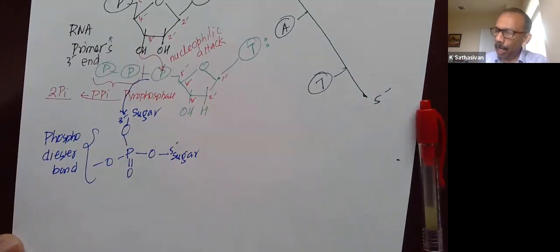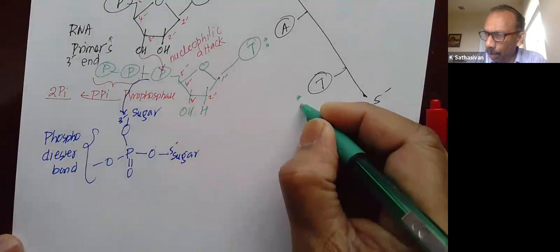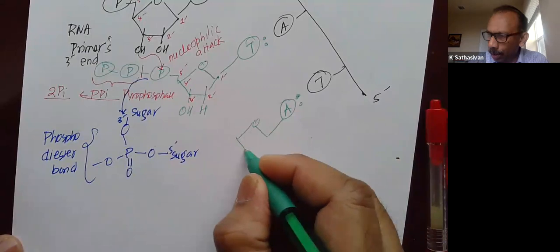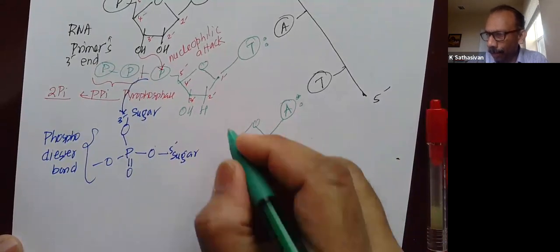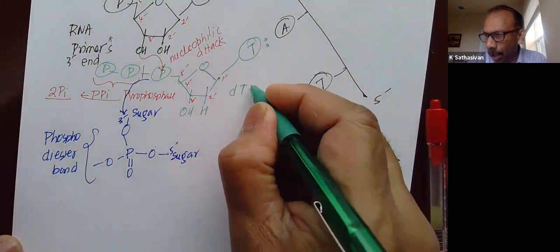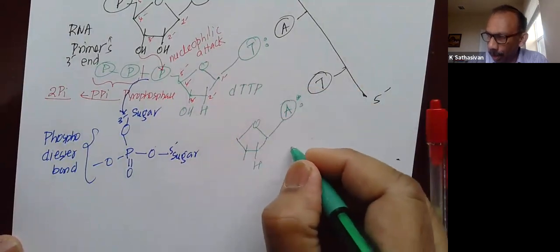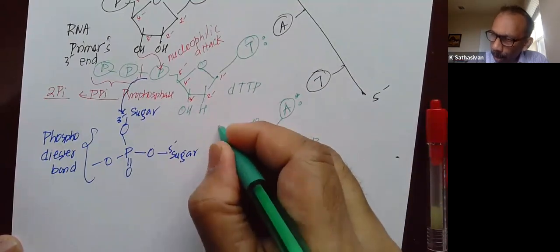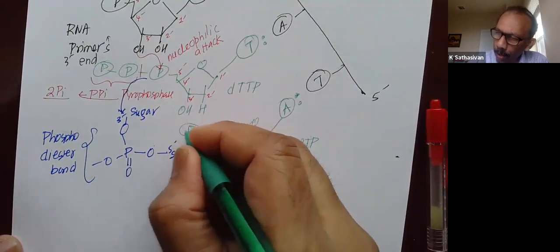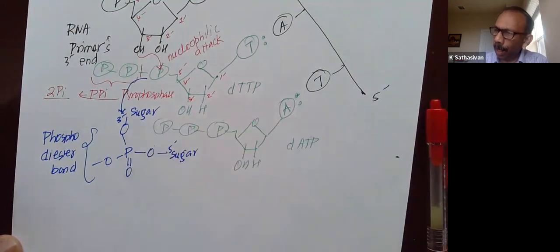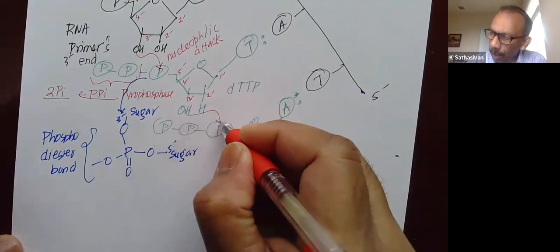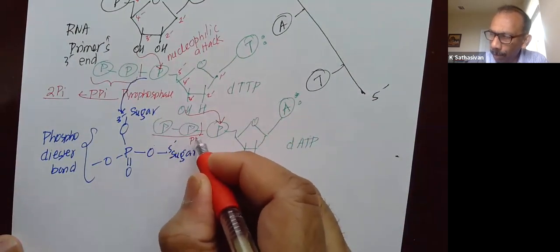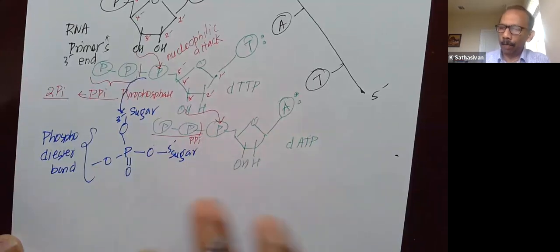So the next dNTP is going to come, and this will be an A. And this also, let me draw that next sugar, is a hydrogen. So this is a dTTP, and this is dATP, and so on, with an OH group. And you have this phosphate, phosphate, and phosphate. And the same thing happened here. Nucleophilic attack happens here. These two will come out as a pyrophosphate, PPi. That's how it is going to continue.